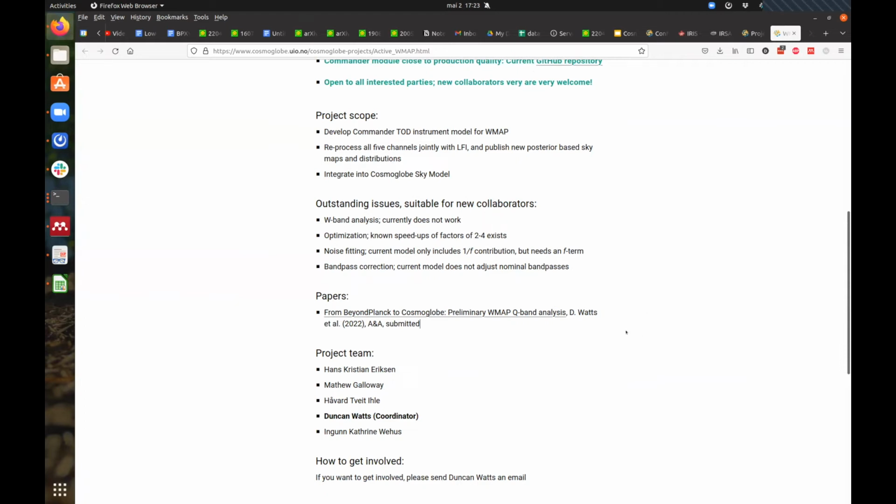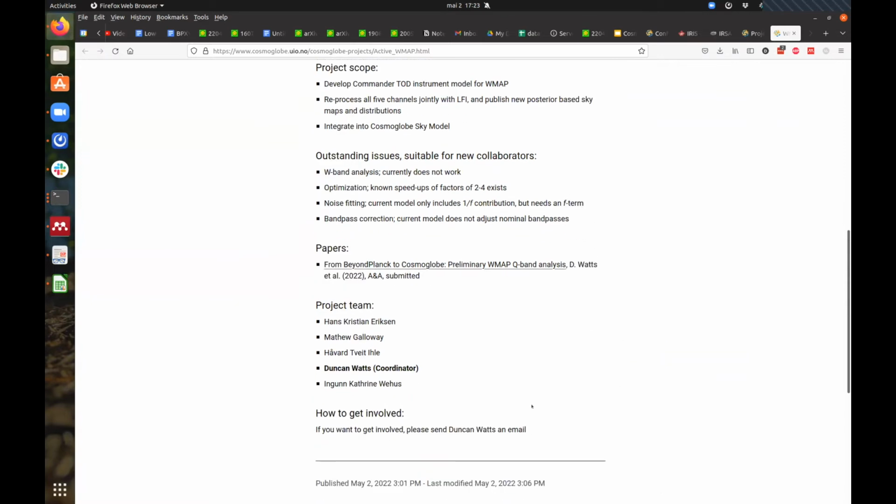So that'd be really nice to work on. And we're also doing noise fitting, characterization, bandpass correction. So, send me an email if you're interested in this. We've already started sort of doling out tasks, the next set of papers. So if you're interested, please get in touch with me now. Don't be shy about that.